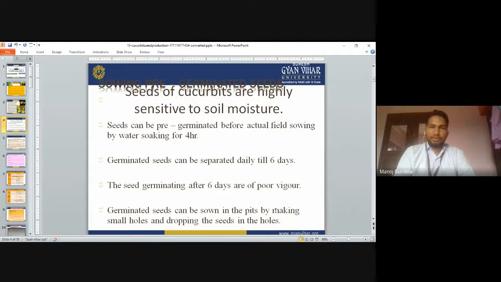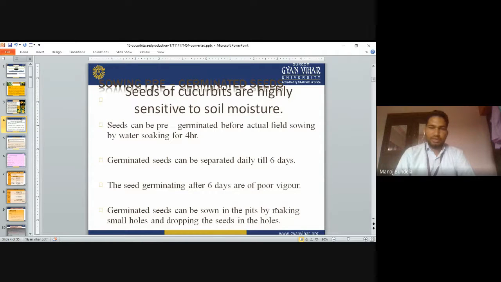Sowing of pre-germinated seeds of cucurbits is highly sensitive to soil moisture. Seeds can be pre-germinated before actual field sowing by soaking in water for 4 hours. So before sowing the seeds in the field, we will soak the seeds in water for 4 hours so that the seeds will start to germinate. Then we will go for sowing in the field.